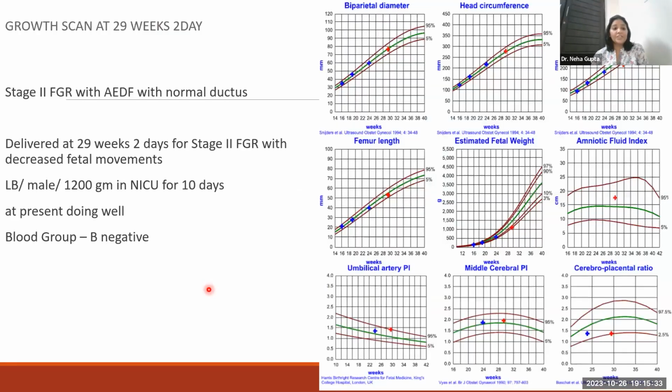She came to us again at 29 weeks, where IUGR was detected and the baby was delivered. The baby is at present doing well. The blood group was B negative.